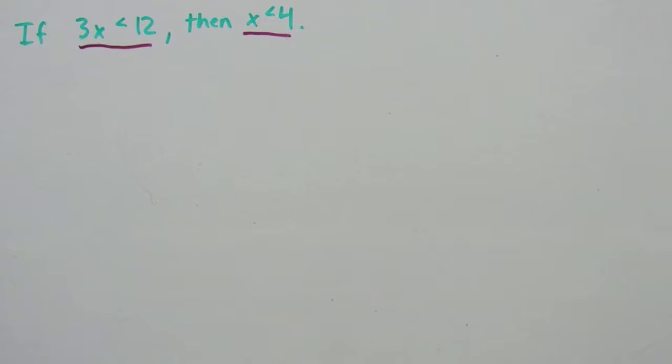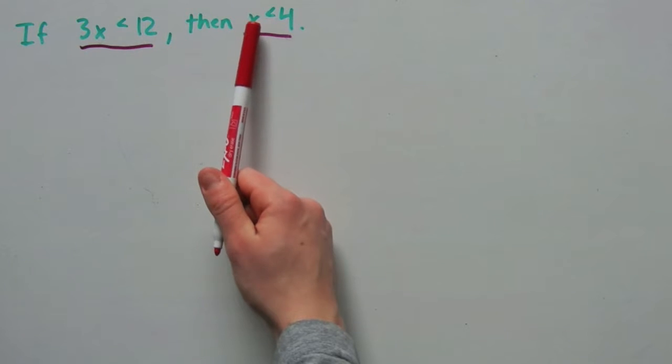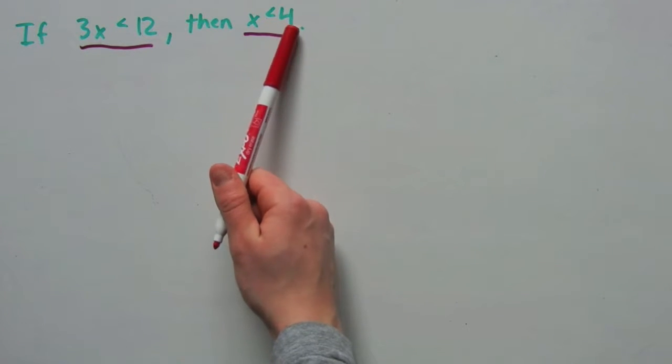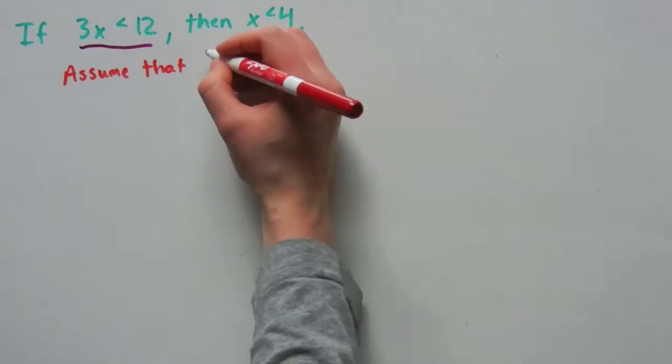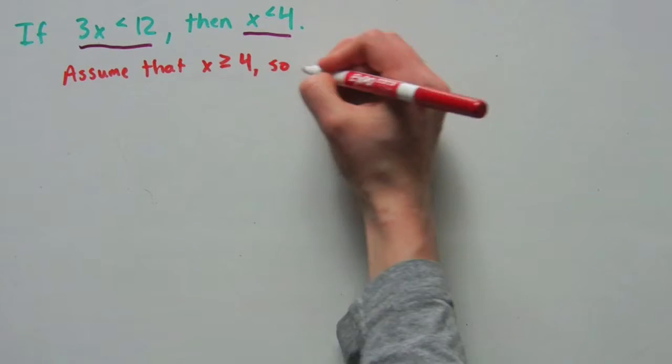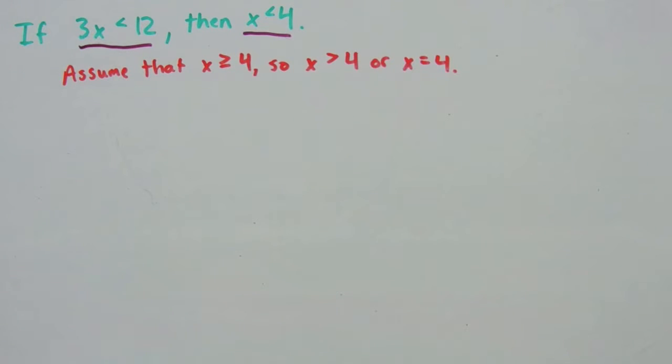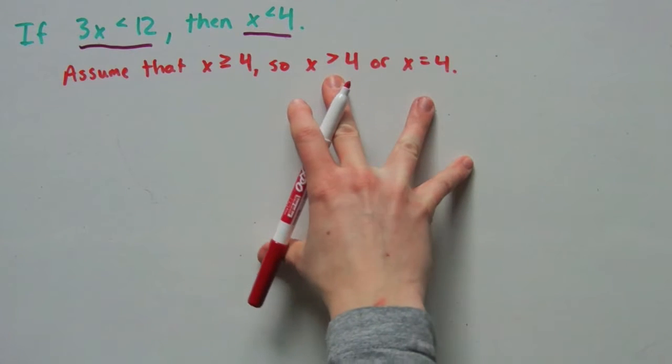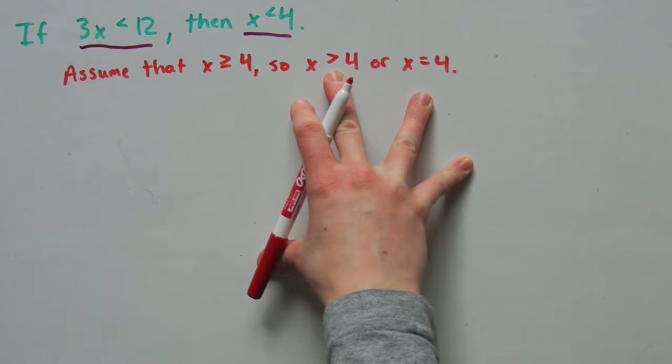So our first step is to assume our conclusion is false. So assuming this is false, that means that x would be greater than or equal to 4. And since we're assuming that x is greater than or equal to 4, we have two separate cases. We have that x is either greater than 4 or x is equal to 4. So now we're going to have to contradict both of those cases.